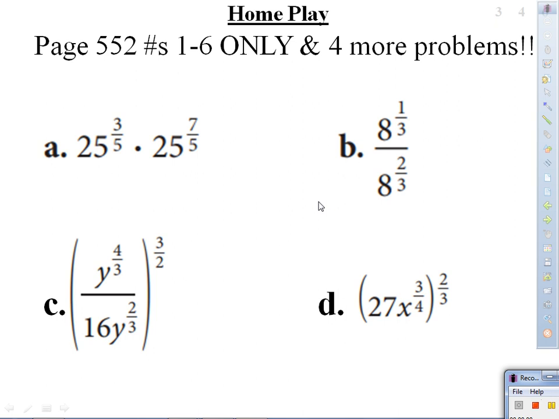All right, so once again, page 552, numbers 1 through 6 only, and 4 more problems, which are right there on the screen. All right, get a Cornell note ready. Today's going to go super fast. Make sure you have a Frayer model ready.